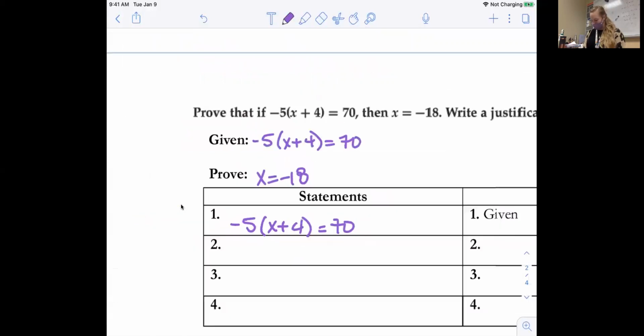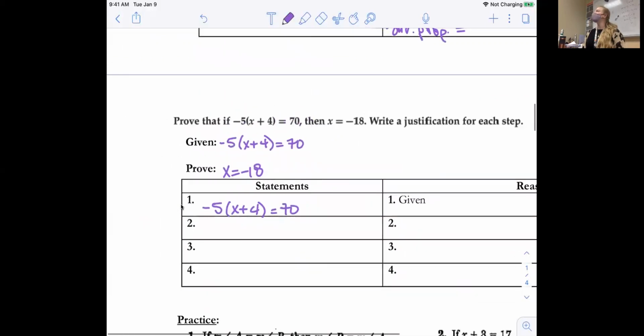Equals 70 for my very first step. Oh, it told me my reason was given already. So if I wasn't sure, if I didn't remember that we always start with given, it told me I did start with given. So I had to rewrite the problem.